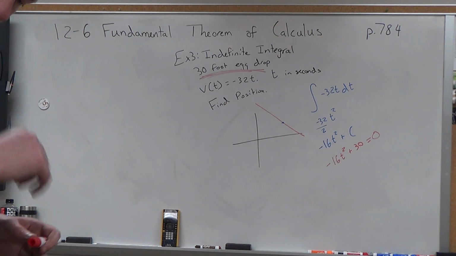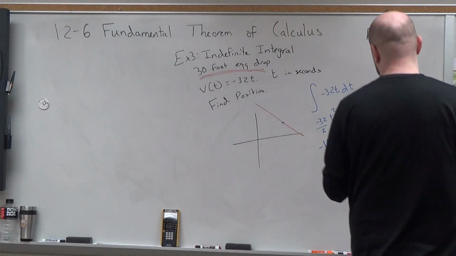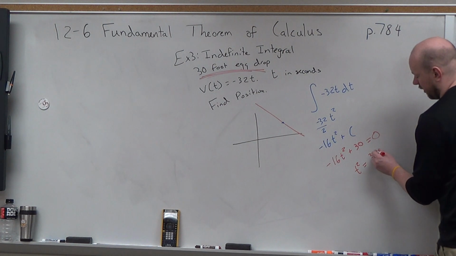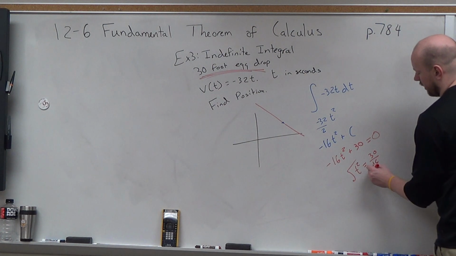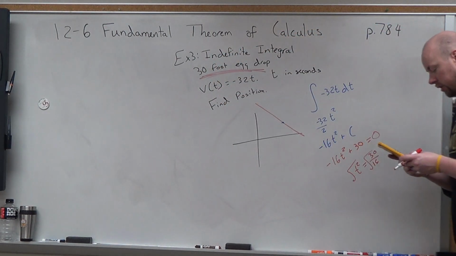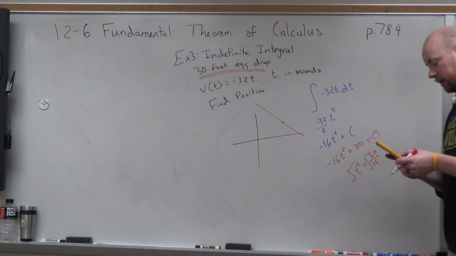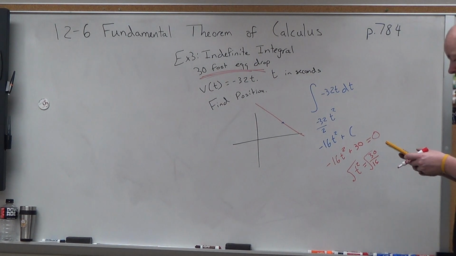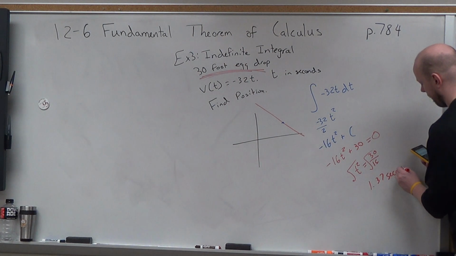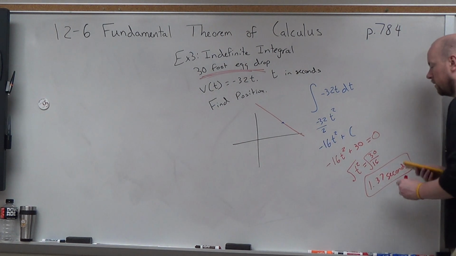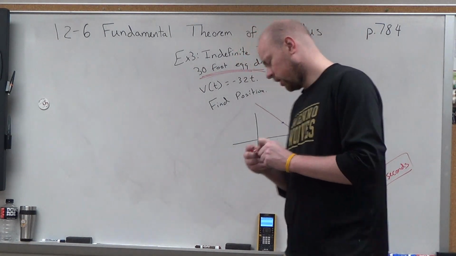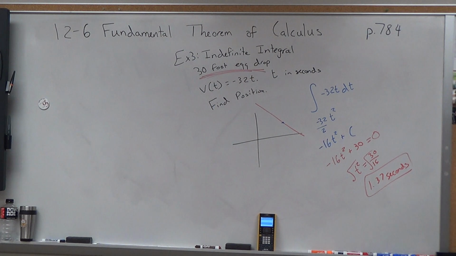Minus 30 divided by 16, so I get t squared equals 30 over 16. Square root of 30 divided by 16 gives 1.37 seconds for the egg to hit the ground, which is actually not bad.